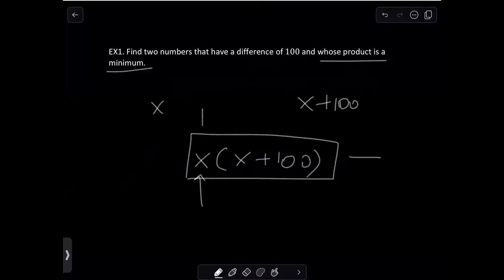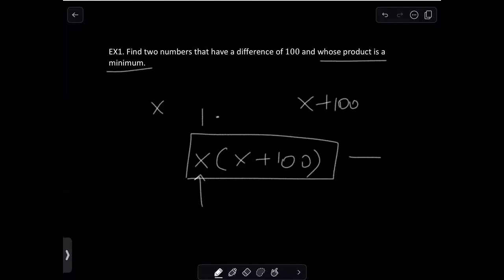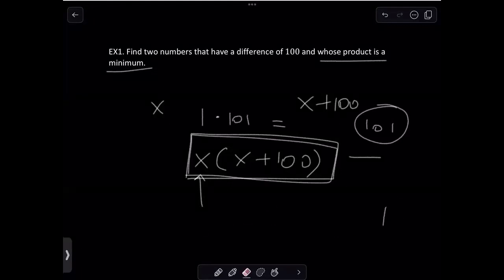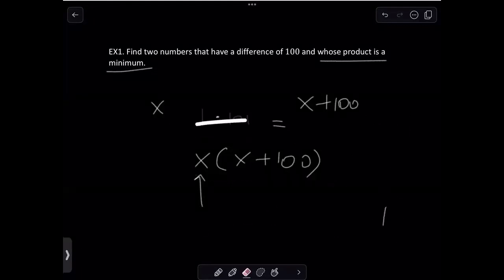For example, if I pick x is equal to 1, it'll be 1 multiplied by 101. That's going to be 101. That's the product. If I pick x is equal to 2, it'll be 2 times 102. That's going to be 204. There are my y values. So this right here, the product, is the function that we want. So this is how we're going to label it. This product here, I'm going to call it P of x, for product.